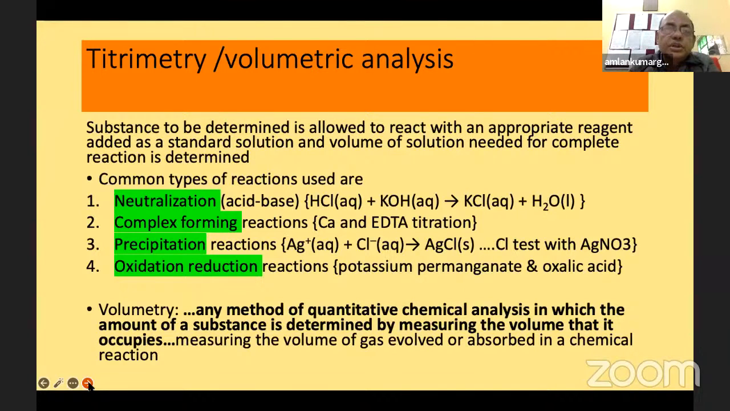So titrimetry is synonymous with volumetry. Volumetry is any method of quantitative chemical analysis in which the amount of a substance is determined by measuring the volume that it occupies. So we measure the volume of the liquid, or we measure the volume of the gas. So that is by measuring the volume.